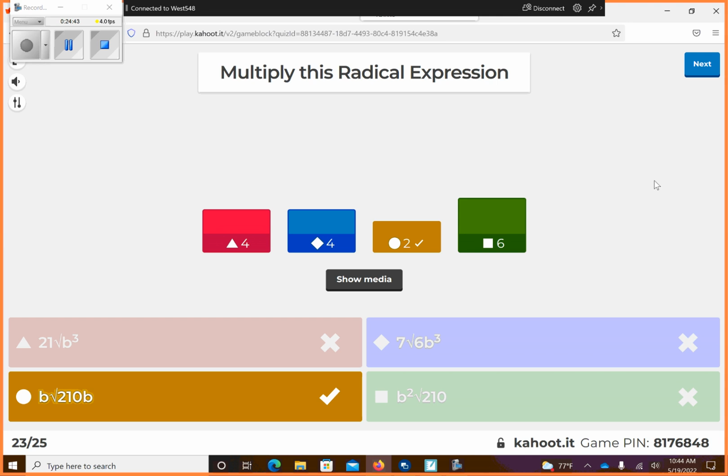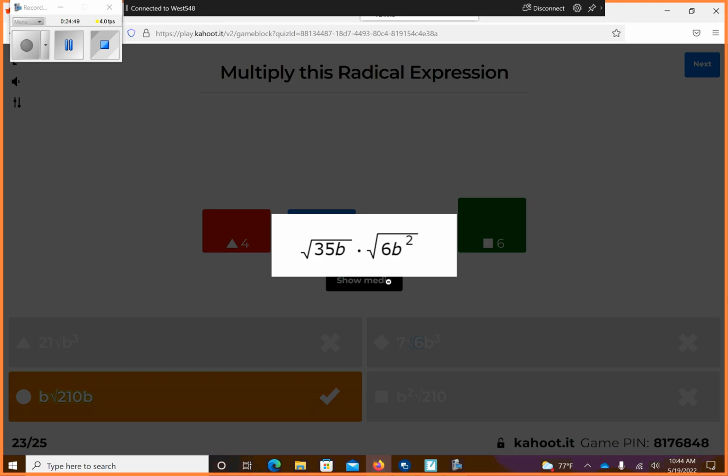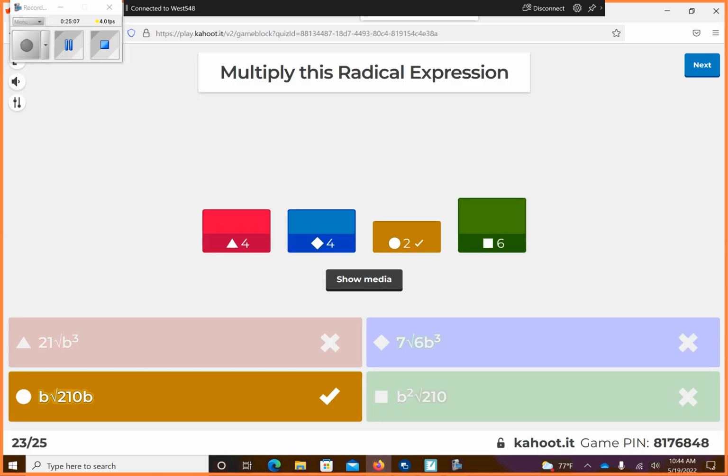Well, that was a tough one. B root 210b. So what you had to do is multiply 35 and 6 together. None of them had perfect squares, so you get 210 that stays under the radical. The single b stays under the radical as well, but the square root of b squared is b, so b root 210b.